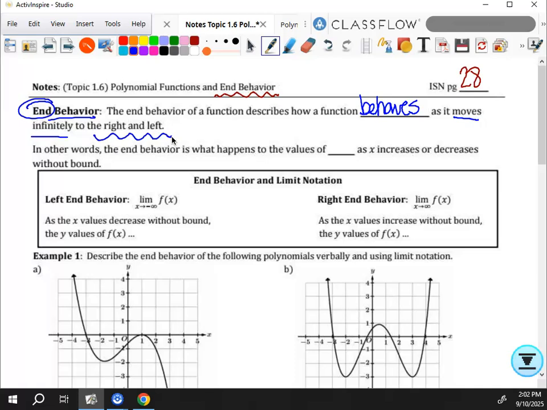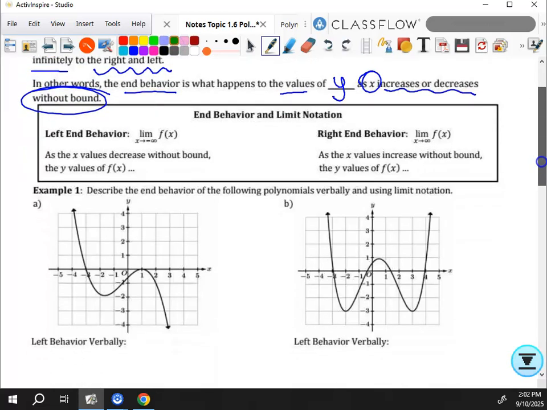So in other words, the end behavior is what happens to the values of y as x increases or decreases without bound. Without bound is another way to say the infinities. There's no boundaries. I can keep going forever. So without bound means we're heading to positive or negative infinity. Okay, all that makes sense so far? Good? All right. So then we're going to look at limit notation.